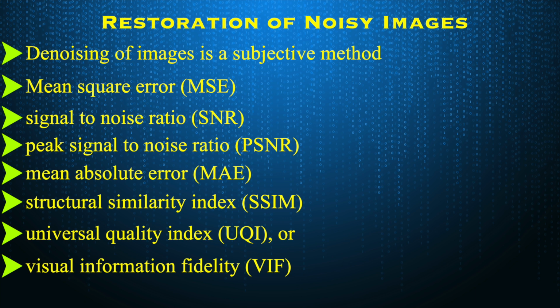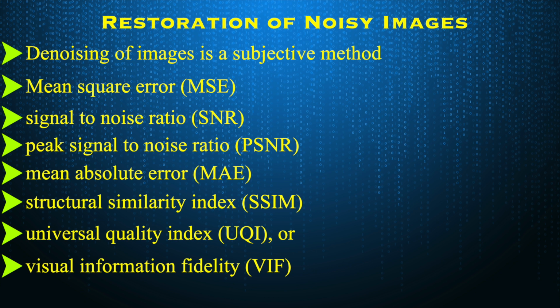Another way to measure the quality of denoising is the signal to noise ratio, which is the ratio of the mean of the noise-free image to the mean of the noise. The higher the value of SNR, the better the denoising. However, this also requires a noise-free image as a reference, and it is also not sensitive to many types of denoising filters.